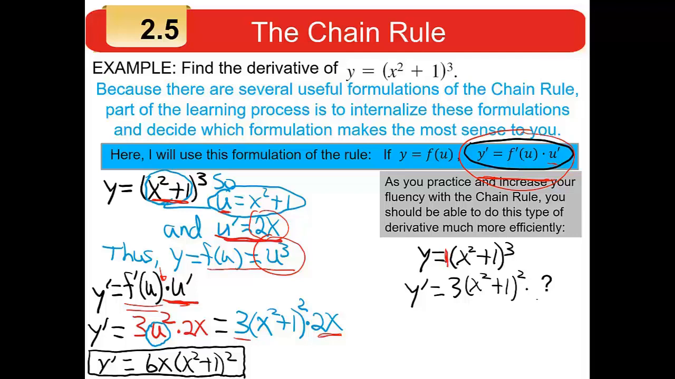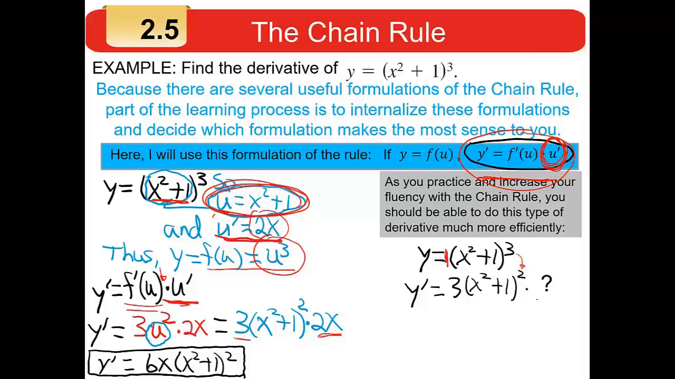You write the base down, which is x squared plus 1, and then you reduce the 3 down to a 2. But remember, the chain rule says you have to multiply by the derivative of u, and in this case, the u is the inside function, which is x squared plus 1. And we wrote it down over here, u equals x squared plus 1. I'm hoping you can think that in your head and not have to write it down, but as long as you need to, do it. It's better to write down more and get it right than to write down less and get it wrong.